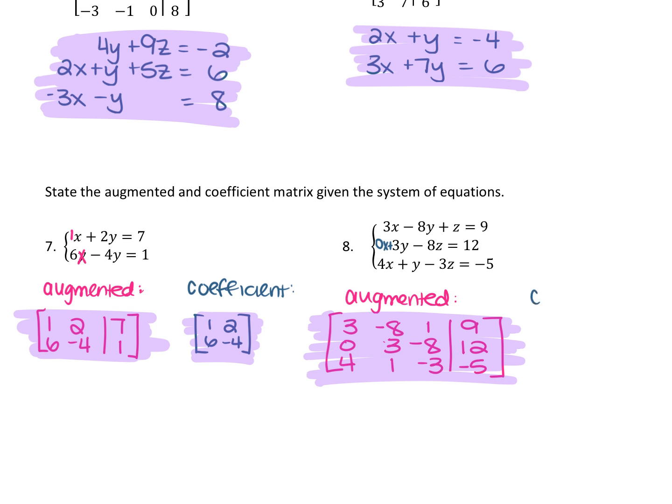For your coefficient matrix, you are just going to have your coefficient part, so the answers are not going to be there. So that's going to be that 3, -8, 1, 0, 3, -8, and 4, 1, -3.